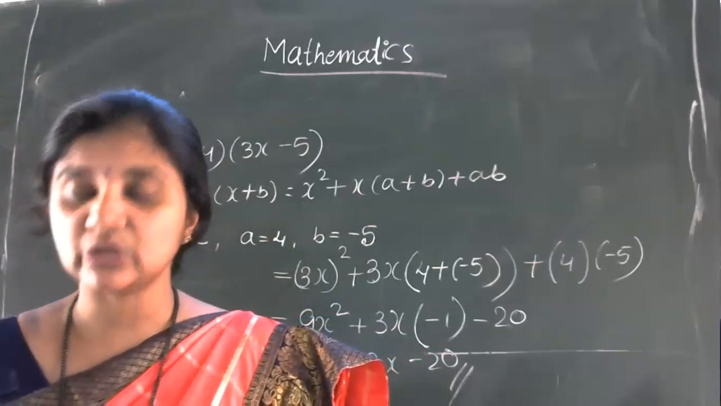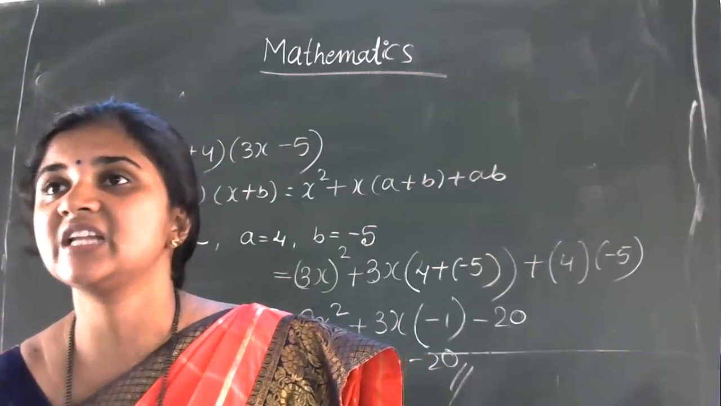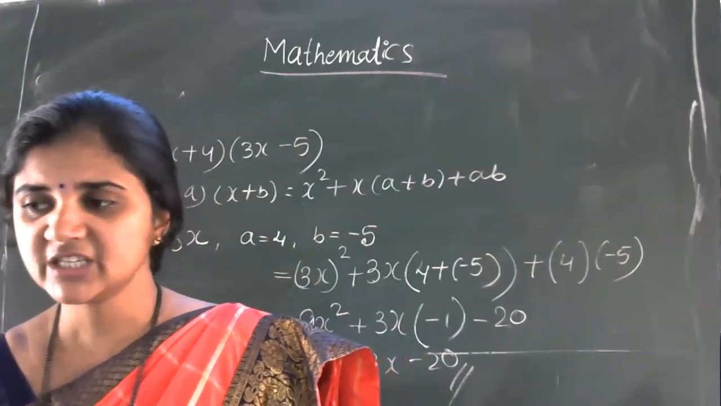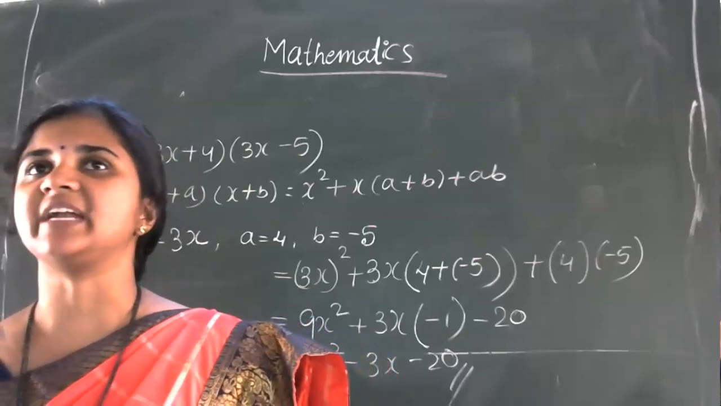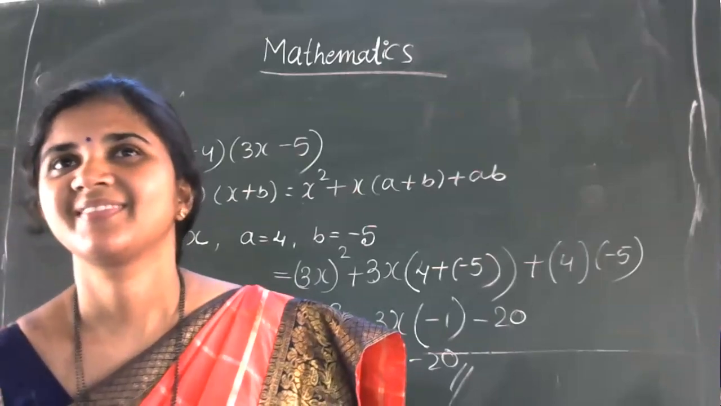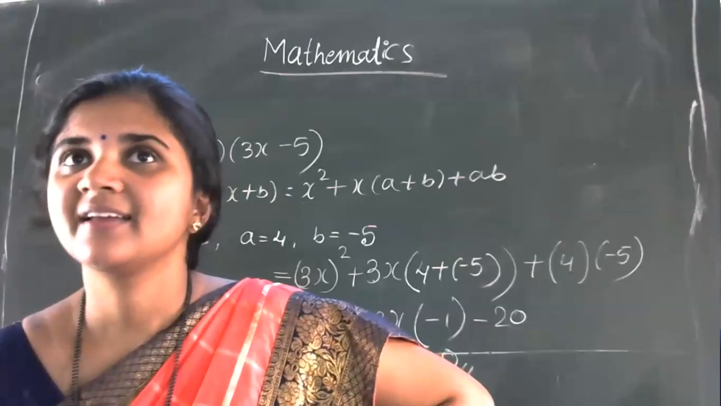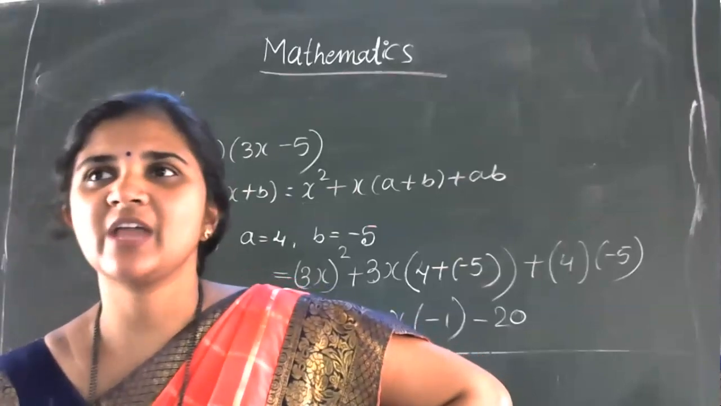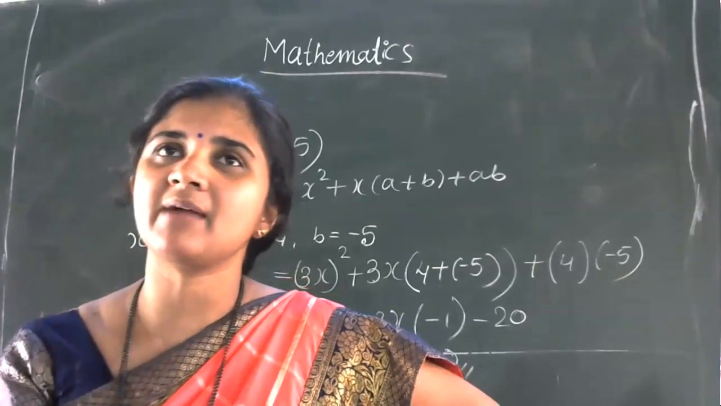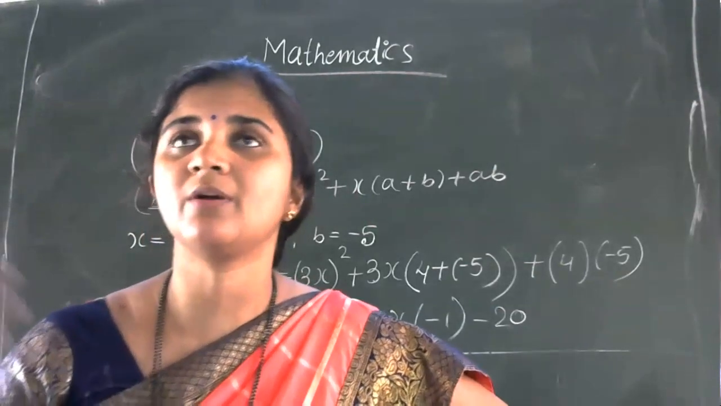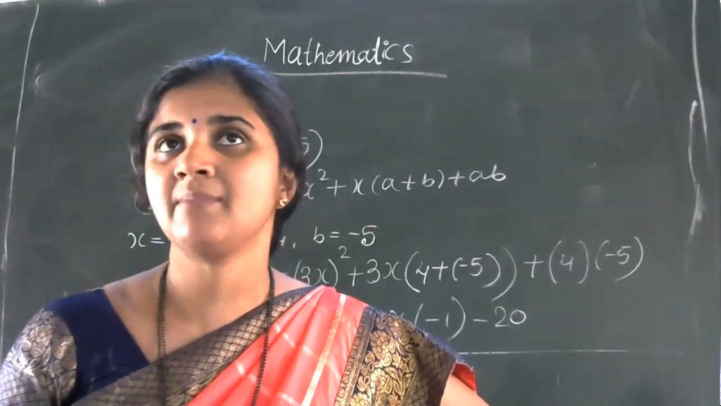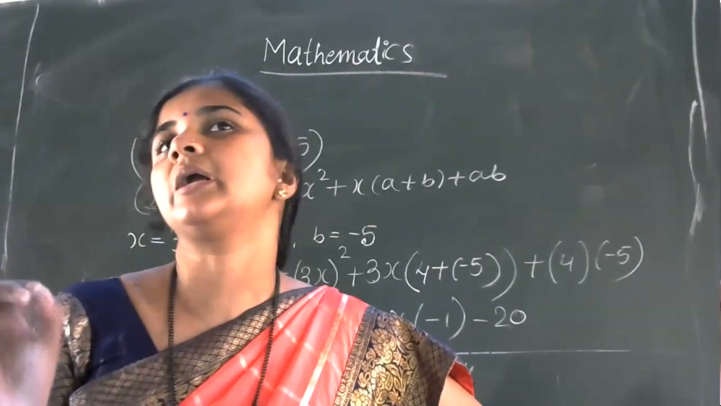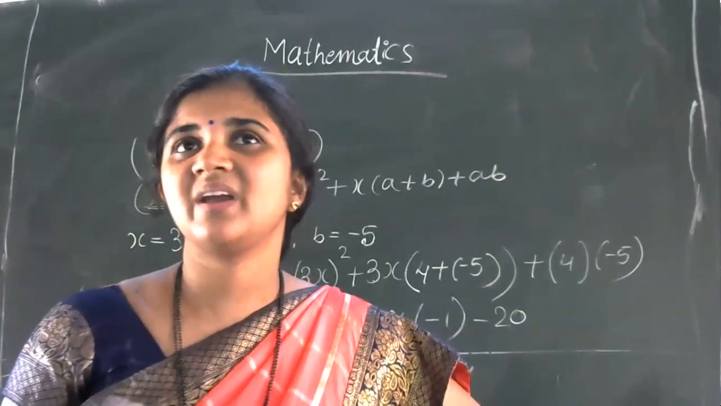Okay, so next one: 3 minus 2x into 3 plus 2x. Which identity? Yes, a plus b into a minus b is equal to a square minus b square. See, if you are comfortable with a plus b into a minus b, then you can use a plus b into a minus b only, because from the small classes you are learning the identities with a plus b whole square, a minus b whole square, so it is a little bit difficult to jump to x plus y whole square, x minus y whole square.